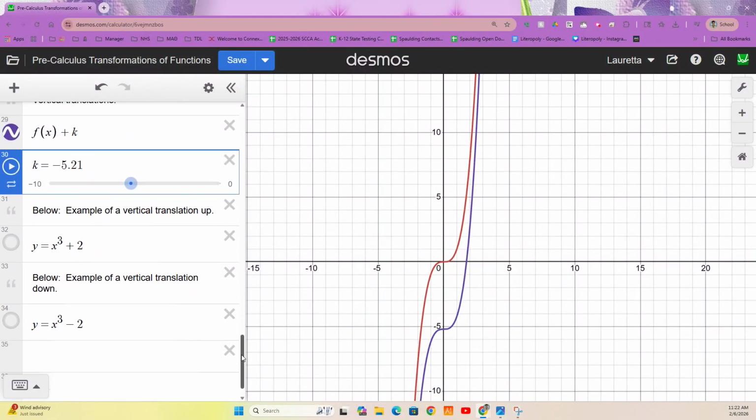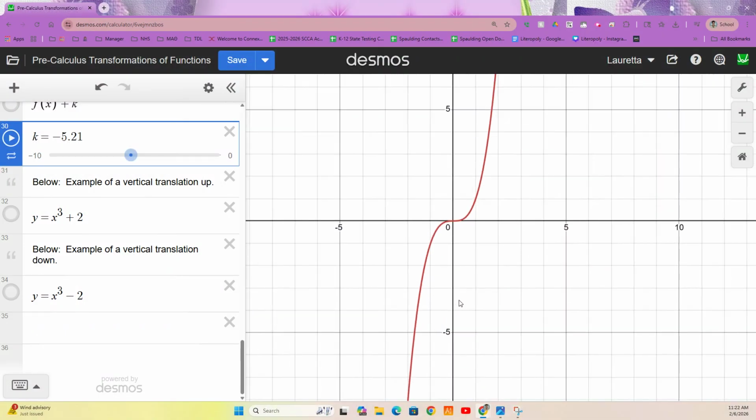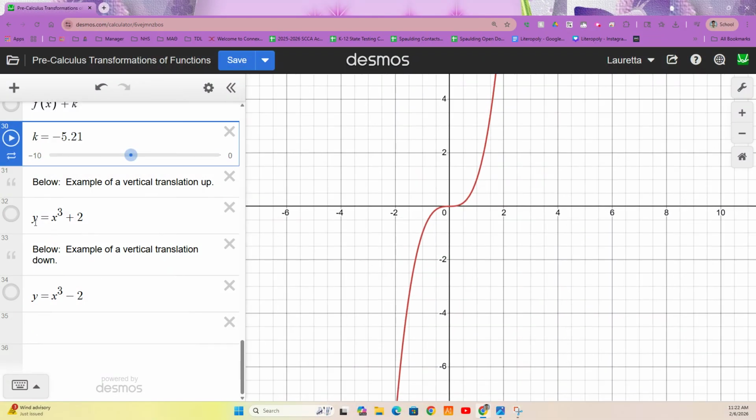So an example of writing a vertical translation up, I could write y equals x cubed plus 2, and the 2 is not in any parentheses. That makes me have a vertical translation up 2 units. And then an example of a vertical translation down, have y equals x cubed minus 2. You can see we have translated the graph down 2 units, and the minus 2 is not in parentheses.